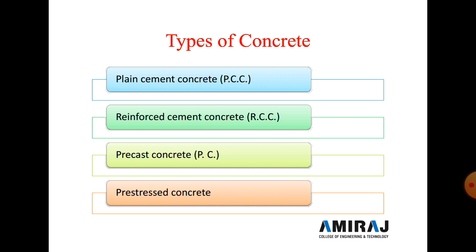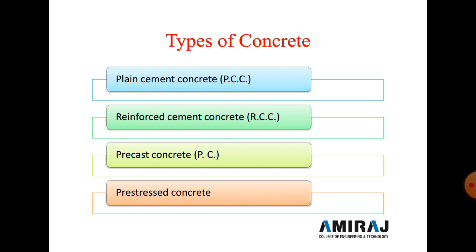Now in the next slide we discuss the types of concrete. Here there are four main types of concrete. First is PCC, meaning plain cement concrete. Second is RCC, meaning reinforced cement concrete. Third is PC, meaning precast concrete, and fourth is pre-stressed concrete. Today in this lecture we discuss only plain cement concrete. In the next lecture we discuss the other three concretes.